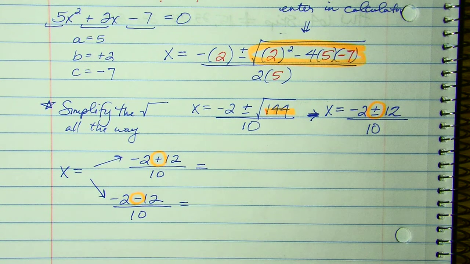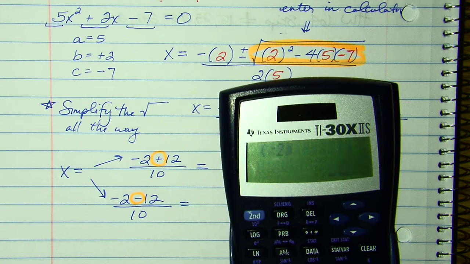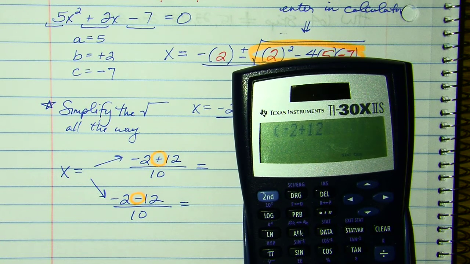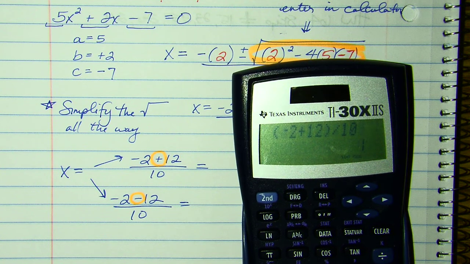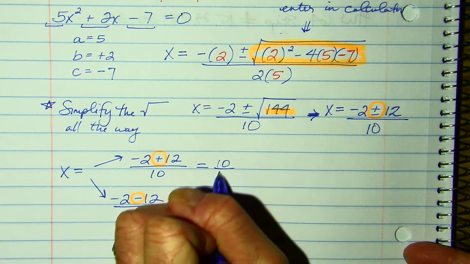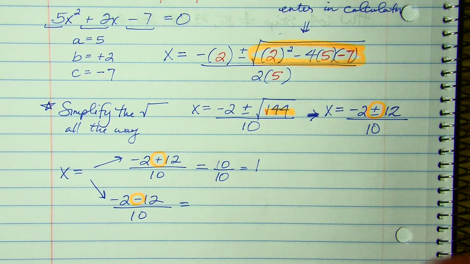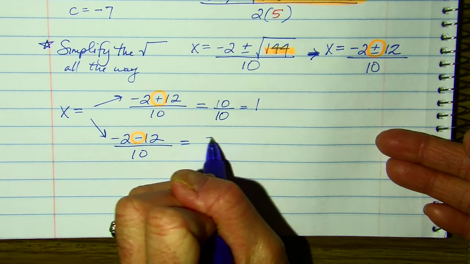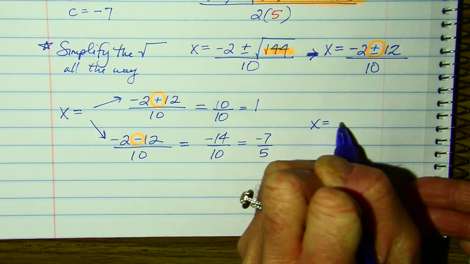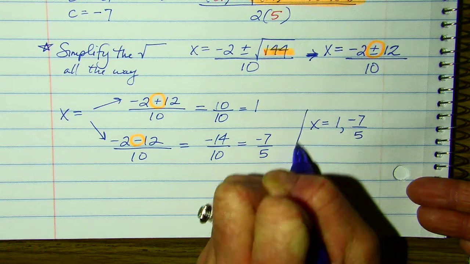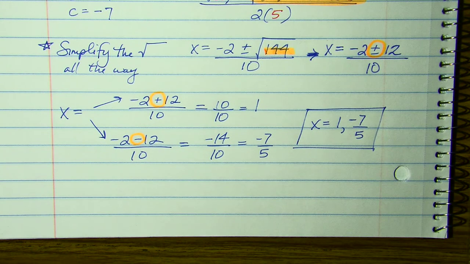-2 plus 12, if you're going to use a calculator and do it all at once, it has to be in parentheses. So -2 plus 12. Notice that's in parentheses, then divide by 10. So make sure you're entering it correctly. Gives me 10 over 10, or 1. The bottom gives me -14 over 10, or -7 over 5. So x equals 1 and -7 fifths. Now I know that seems long, but I wrote out each step. Some of you don't need to, you don't have to write out every single step as long as you can see that there are 2 answers.